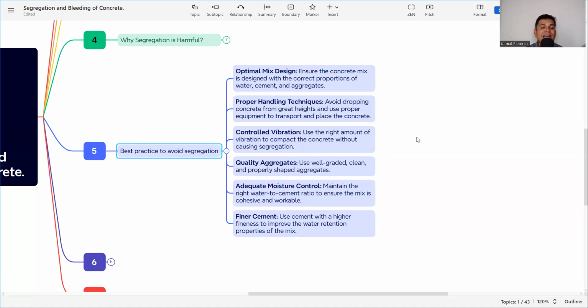Then proper handling techniques. Avoid dropping concrete from great heights and use proper equipment to transport and place the concrete. As I discussed, how much the travel time will be and how you are getting from place A to place B, the transit mixer should be there and it should be a rotating one. And whenever you are pouring the concrete, the height should not be more than 1.5 meter, to avoid separation of its ingredients.